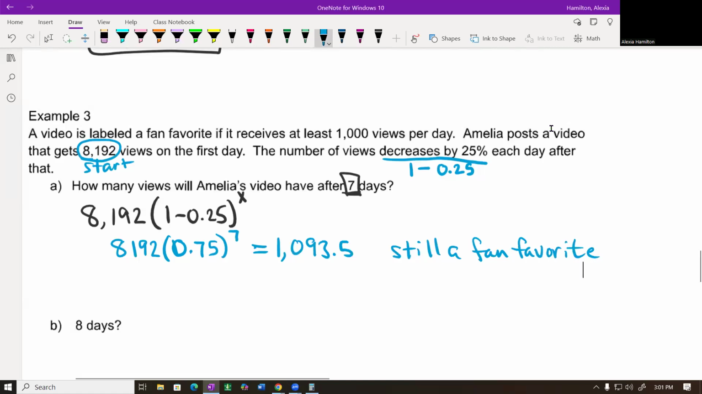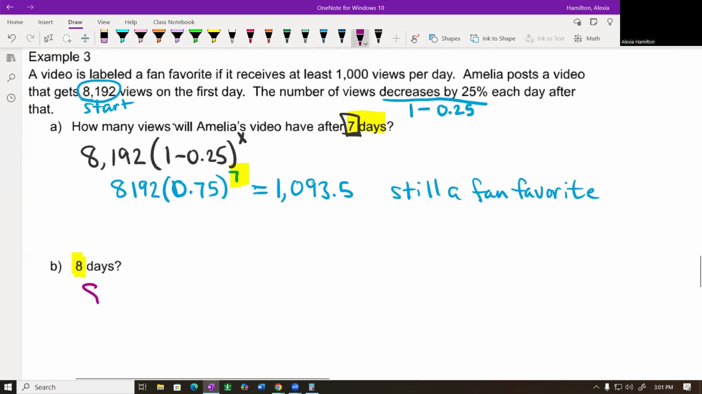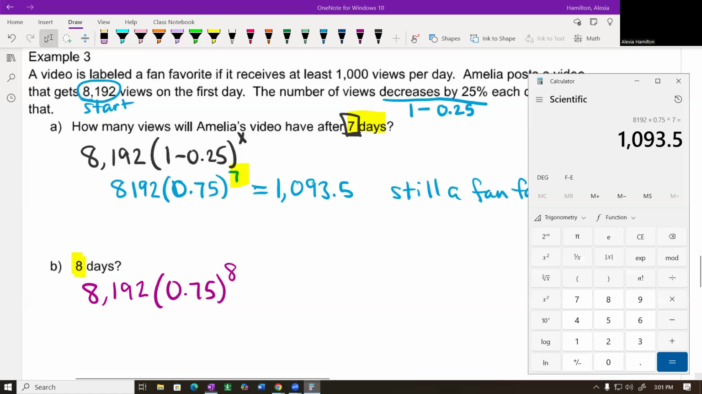All right. After 8 days, all I'm going to do, my friends, is change the 7 to an 8. That's it. That's all. The equation is still going to be the same. So 8,192 times 0.75 raised to the 8 is 820.125.